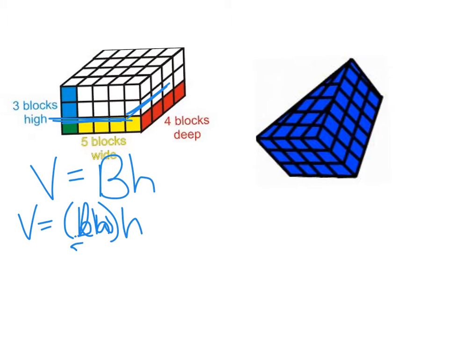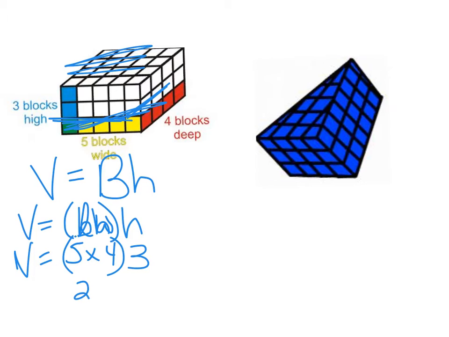So the length would be 5, the width would be 4, and then the height, and that's what I mean by between the two bases, the height is going to be 3. So all you have to do is do 5 times 4, which is 20, times 3, and that's going to give you 60. So the volume of this is 60.